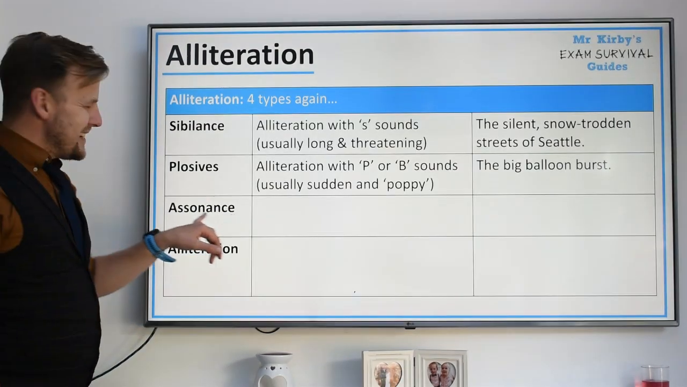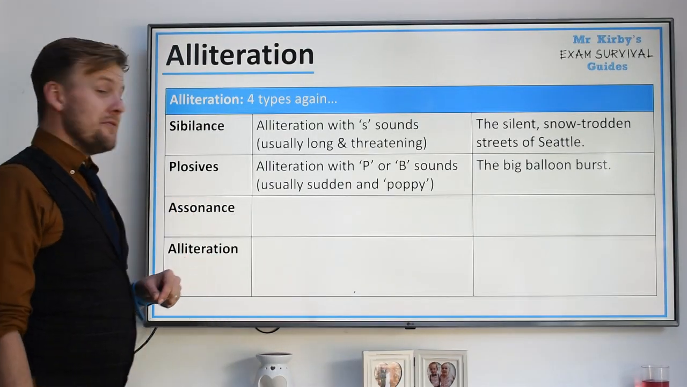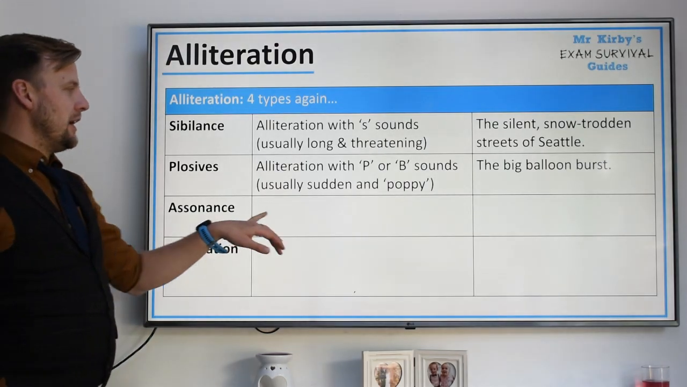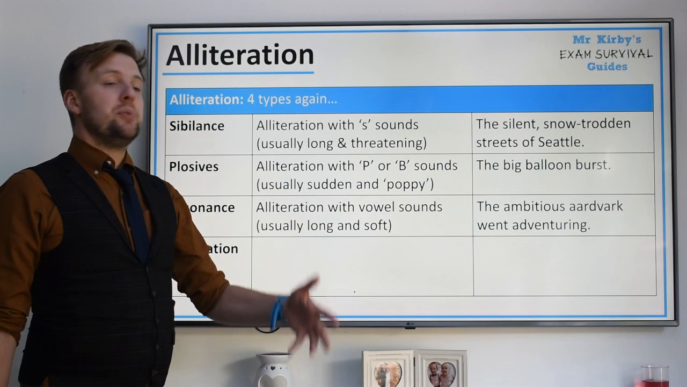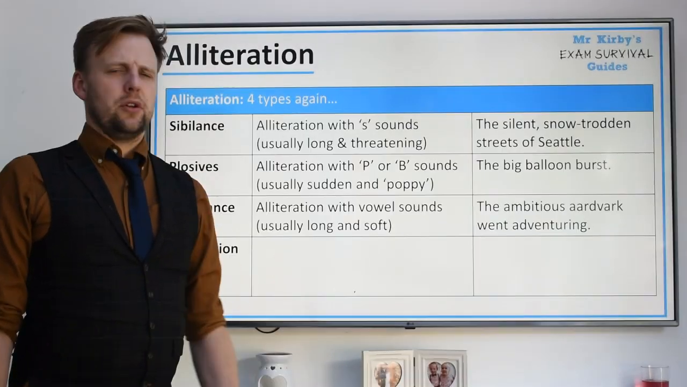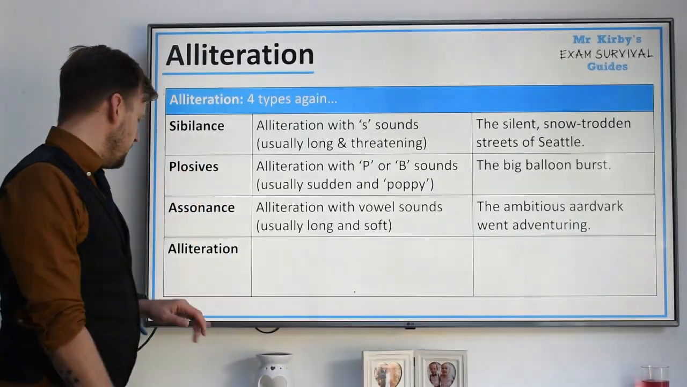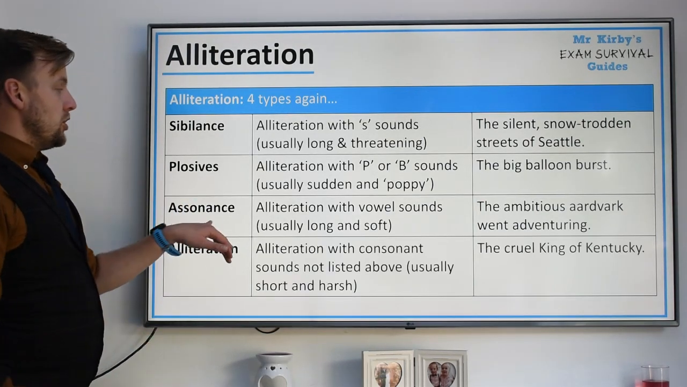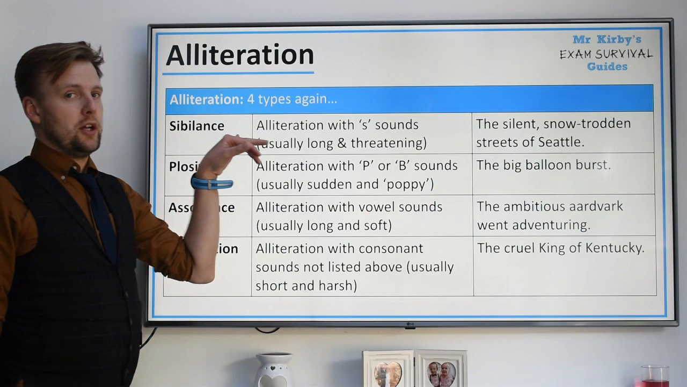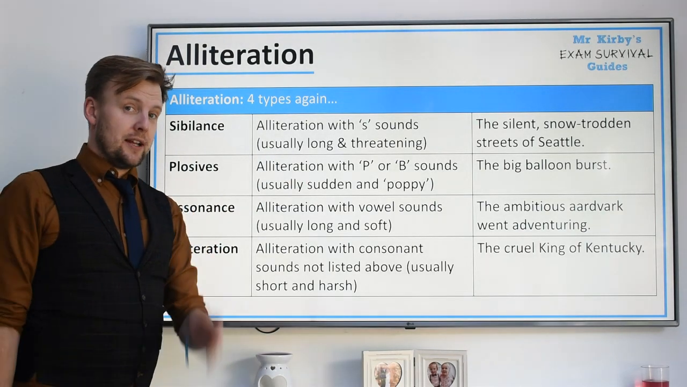Next we've got assonance. Assonance is any vowel sounding alliteration. So they are our soft sounds, A, E, I, O, U. So the ambitious aardvark when adventuring. Oh, they're lovely, nice and soft and gentle. Last one's alliteration, which is anything else. If it is not a vowel, if it is not a P or a B or it's not an S, then it's just straight up bog standard alliteration.